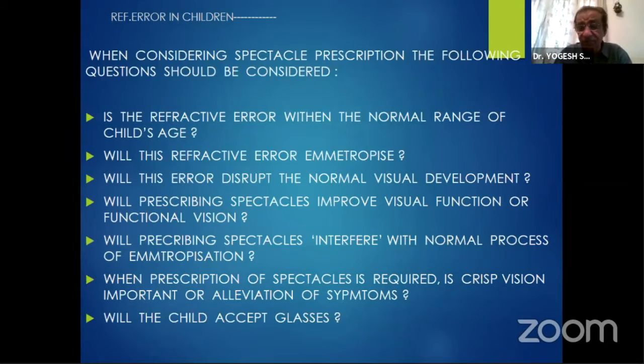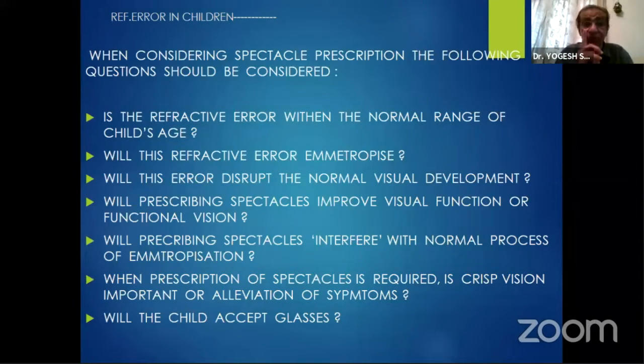Now we know what amount of these refractive errors cause which type of problems, when we have to be serious, when we should take cognizance of this, and when you should treat them. Now we come to the other part of it, that is, when considering a spectacle prescription, the following questions should be considered before you start the treatment for these refractive errors.